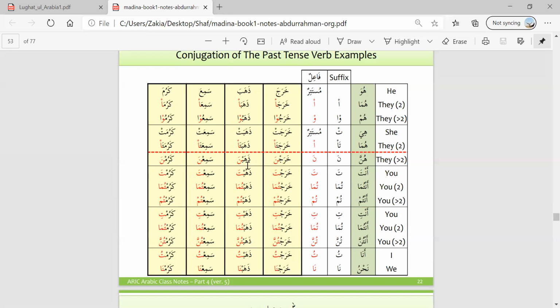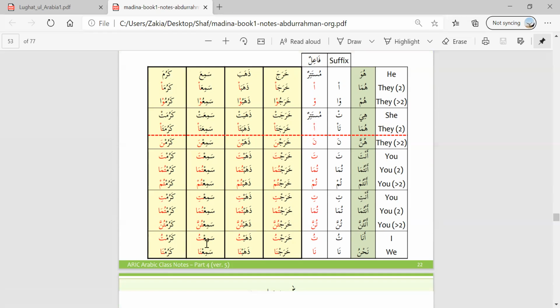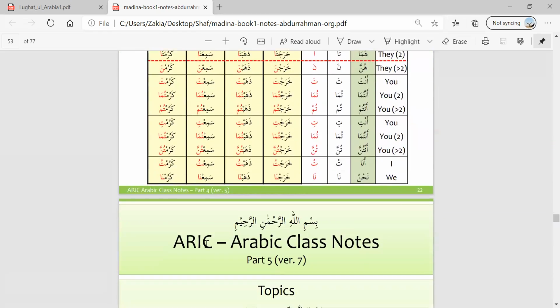If I can find it here, so zahabna, zahaba, or sami'na. So this just has one noon at the end, whereas this will have a ta. Okay, ta before it, because it's present. You're talking about somebody who's present. So you've got to familiarize yourself with this, and this will take quite a long time.